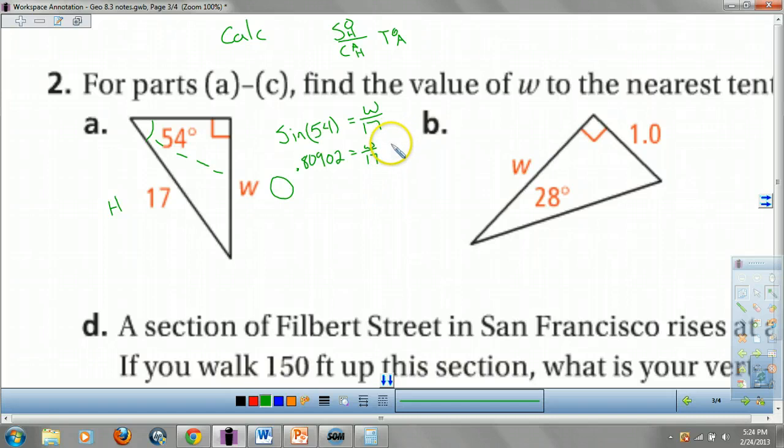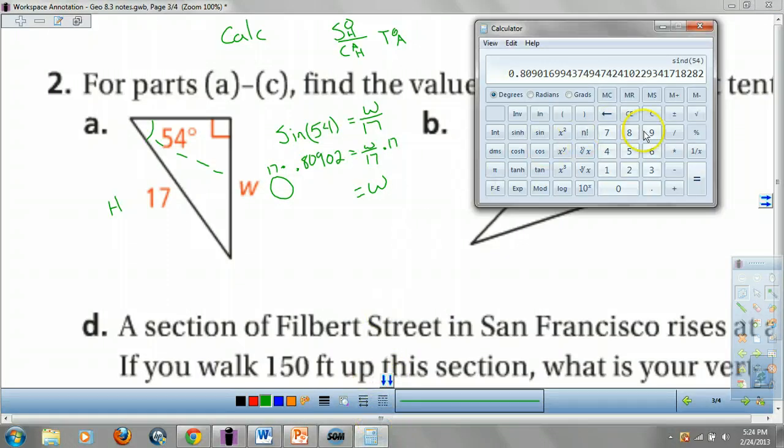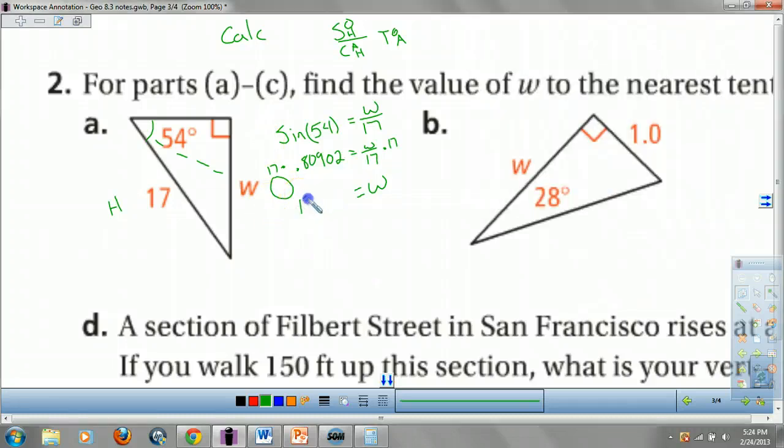Just a good old-fashioned algebra problem now, isn't it? Times both sides by 17, and we get W is 0.80902 times 17. And W is 13.75. Okay? Okie dokie.